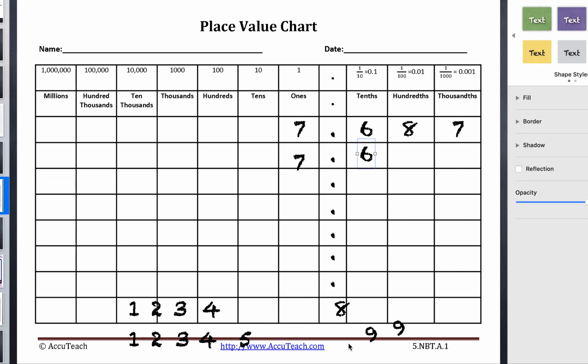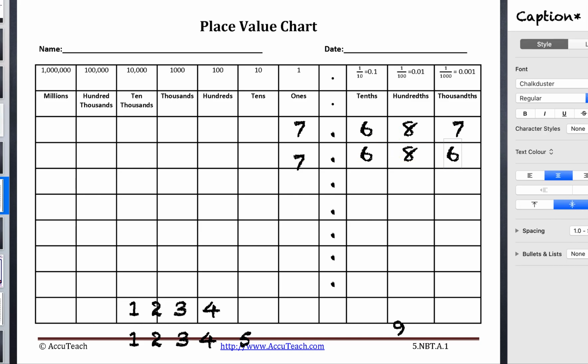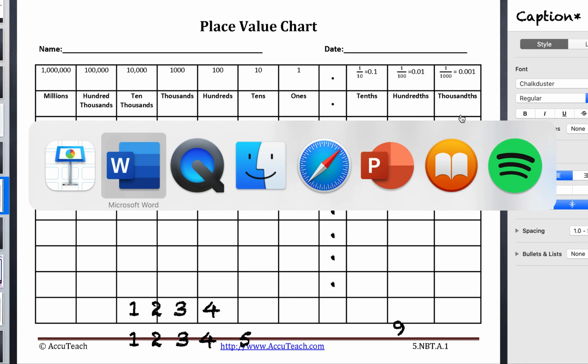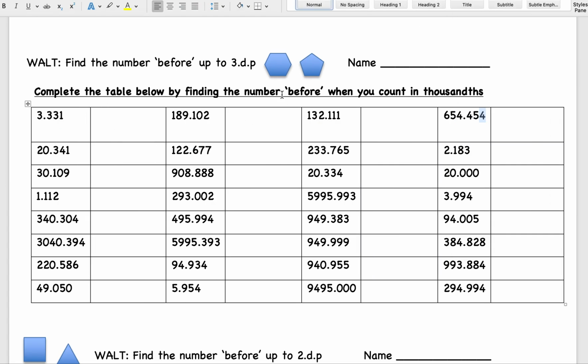We're still going to have a 6 in the tenths column. We're still going to have an 8 in the hundredths column. But we're going to subtract 1 thousandth from the 7. So 7 thousandths, subtract 1 thousandth, is of course 6 thousandths. So you can see it's just 1 less in the thousandths column. Just like it says in the task, complete the table below, finding the number before when you count in thousandths. So in my example here, you're not going to mess with the hundreds, the units, or the tens, but you're going to change not the tenths, not the hundredths, but the thousandths. That thousandth is 1 less than the thousandth here, because we're finding the number before when you count in thousandths.